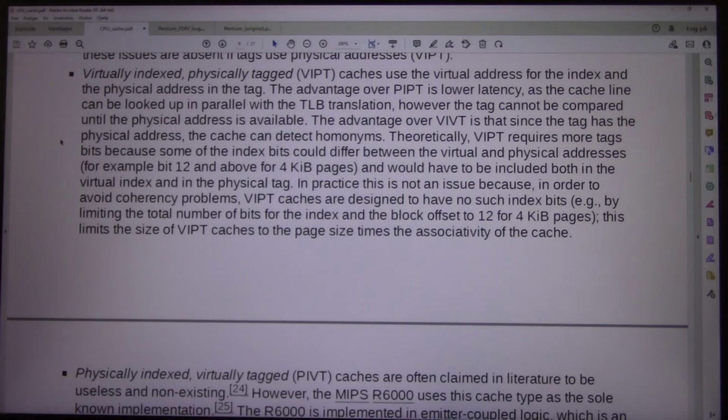Theoretically, VIPT requires more tag bits because some of the index bits could differ between the virtual and physical addresses, for example bit 12 and above for 4 KB pages, and would have to be included both in the virtual index and in the physical tag. In practice, this is not an issue because, in order to avoid coherency problems, VIPT caches are designed to have no such index bits, for example, by limiting the total number of bits for the index and the block offset to 12 for 4 KB pages. This limits the size of VIPT caches to the page size times the associativity of the cache.